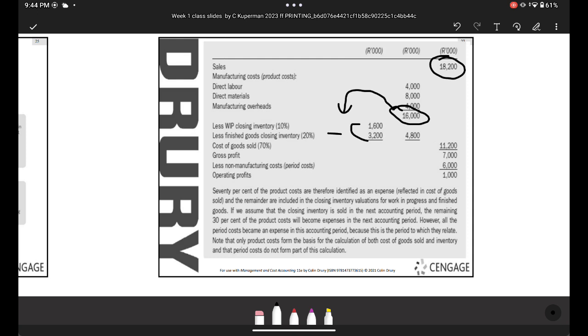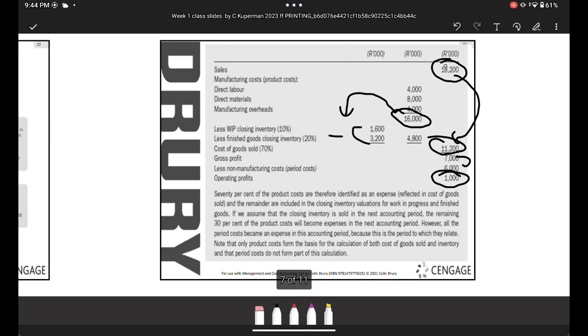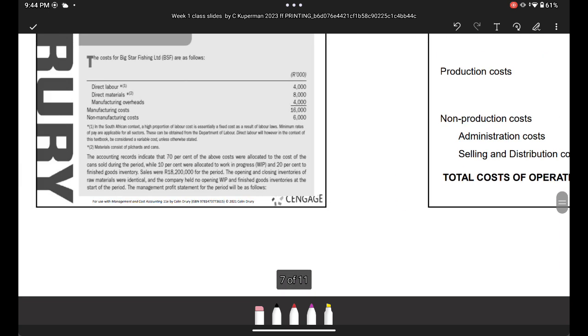Then, there we go. Then now we say sales minus your cost of sales. This was the cost of sales. You get 7,000. Now you say your period cost, also known as non-manufacturing cost, which is your selling cost or your administration cost. That will be 6,000. This minus this will give you your net profit, operating profit, 1,000. Right, so that's how it works. So it's basically this amount plus this amount plus this amount plus this amount minus this amount minus this amount. You got that minus that minus that. Right? So yeah. And this is the same thing.